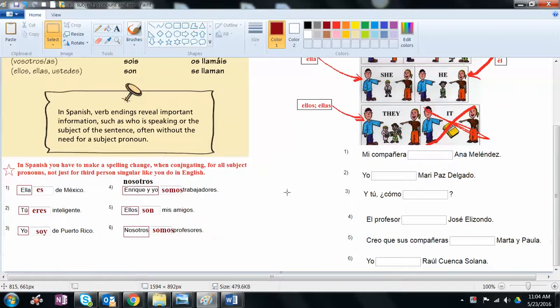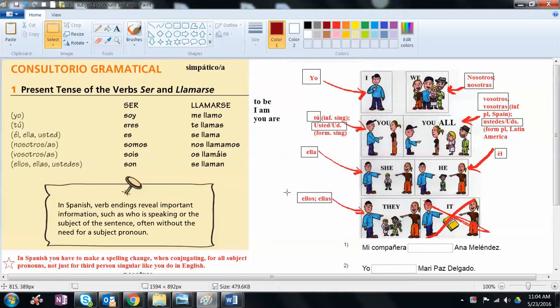Okay, another verb that one of the first verbs you're going to learn is llamarse. Llamarse is reflexive. That's what this little SE means on the end. I'm not going to go into great detail about what reflexive means. At some point, we'll go over reflexive verbs after you've learned how to conjugate many, many verbs, and then you'll be ready to understand what that means. But essentially, this is the verb.